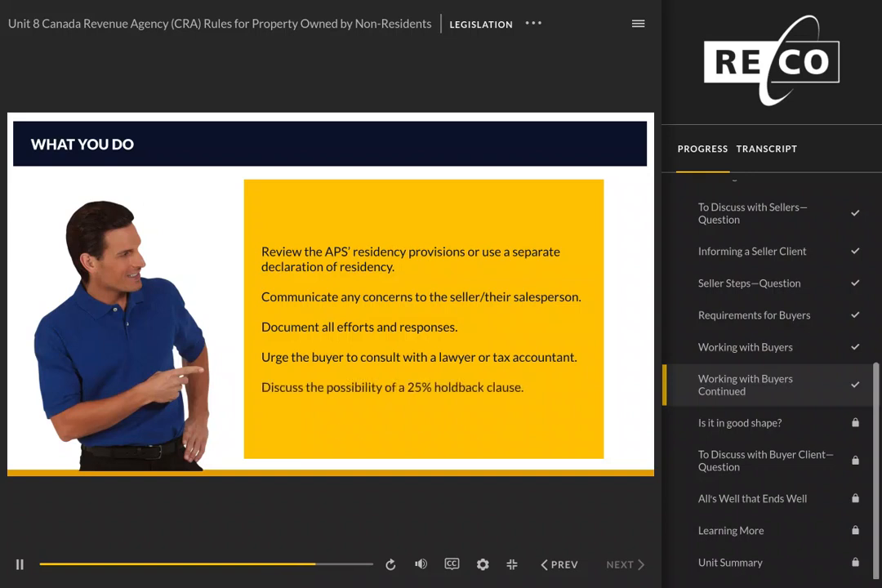Inform the buyer that if there are any concerns about the seller's tax status, they could add a holdback clause of 25% of the purchase price to the APS until the seller shows proof that they've met their obligations with the CRA.